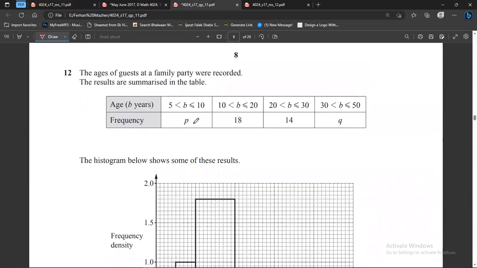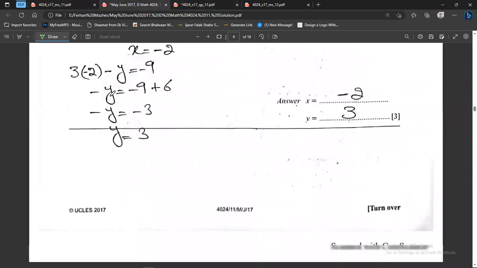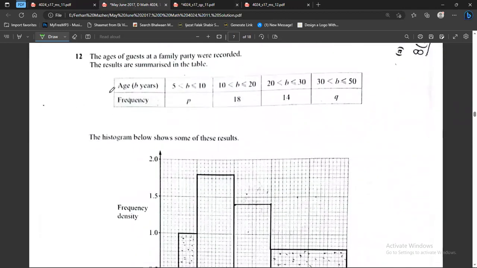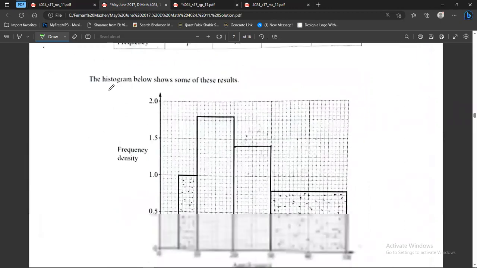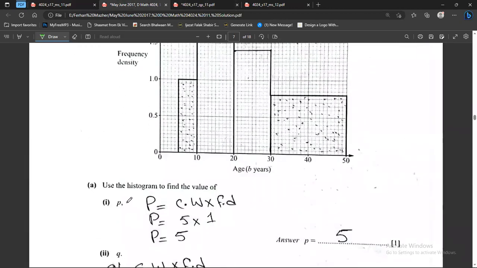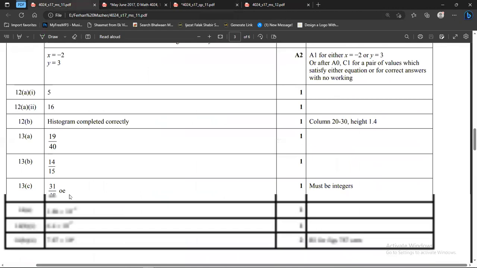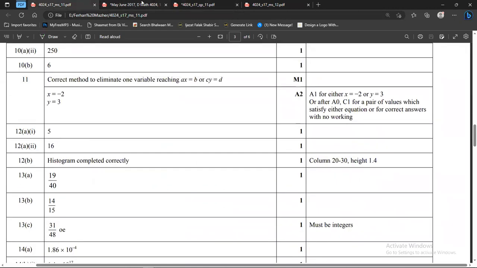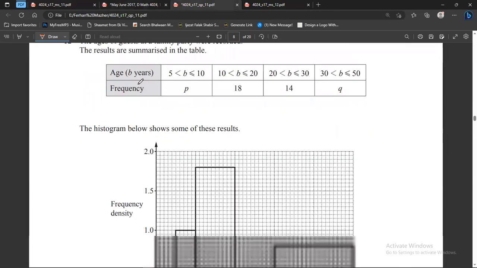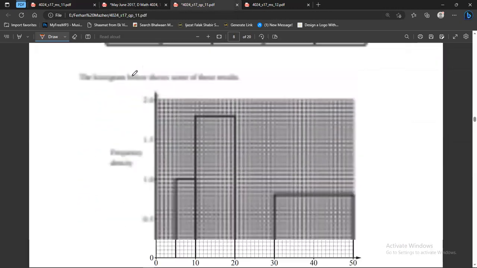The value of P is the frequency of the first class. The frequency of this class will be equal to the class width multiplied by the frequency density. So the class width is 5 here, and the frequency density here is 1. Just multiply 5 with 1, you get 5. So the value of P is 5. You can see here, our answer is right.